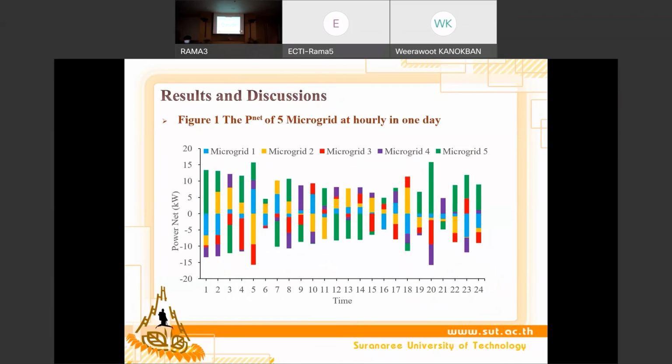Figure 1 shows the net power of the 5 microgrids hourly over one day. As shown in figure 1, the microgrids can be divided into two groups. Group A has positive net power and group B has negative net power. For example, at hour 7, microgrid 1 and microgrid 2 are group A, which consume energy and are ready to buy. Microgrids 3, 4 and 5 are group B, which have net power over demand and are preparing to sell.